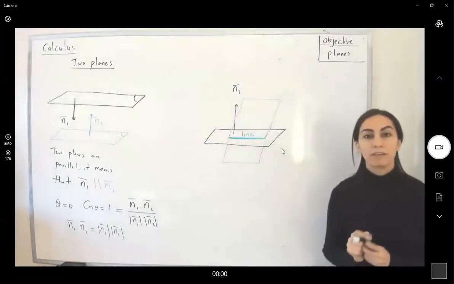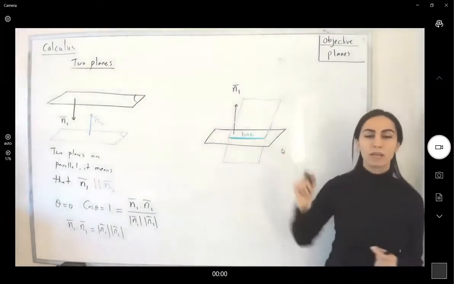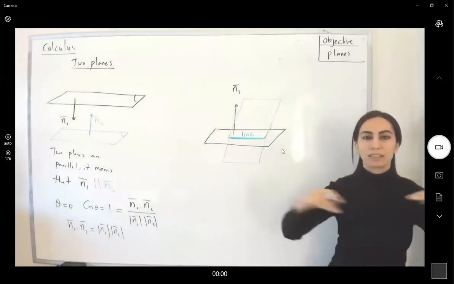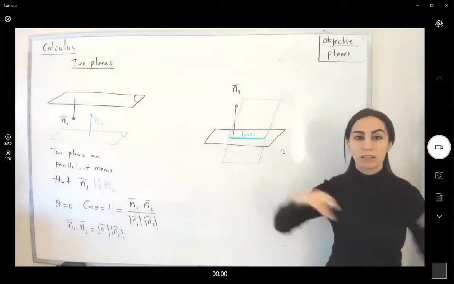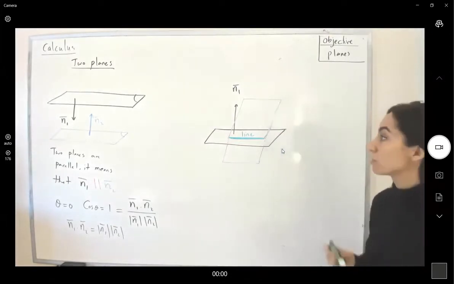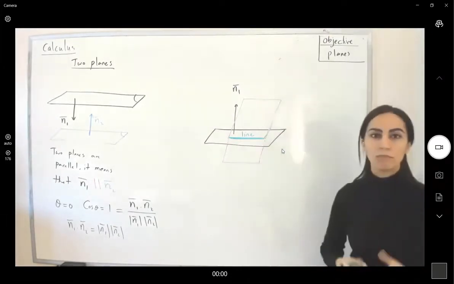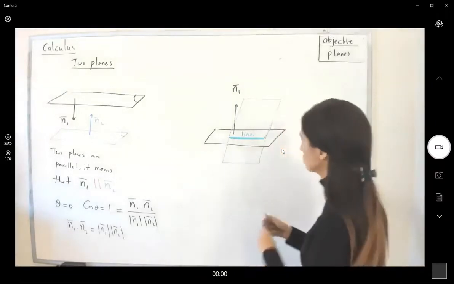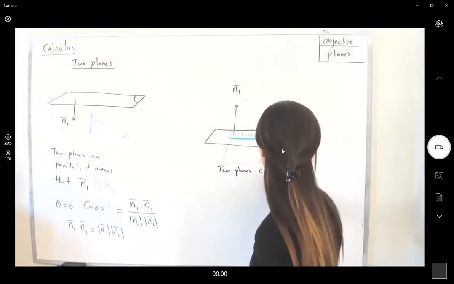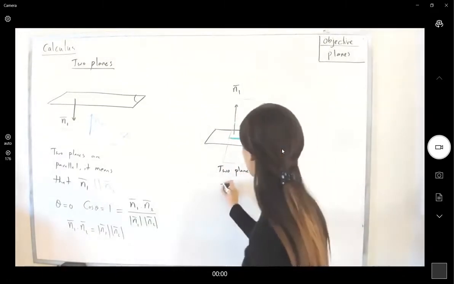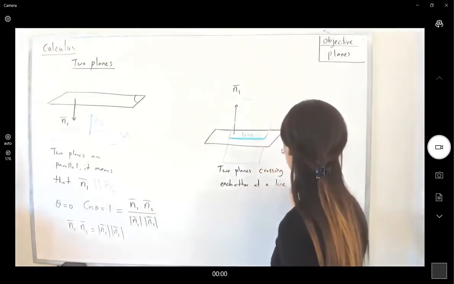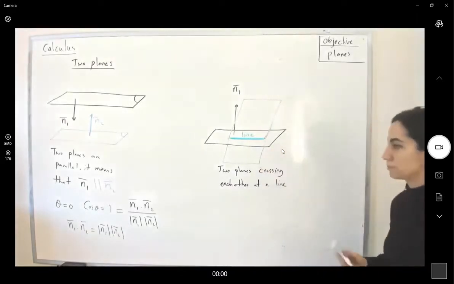So remember that when we had intersection between a line and a plane, the outcome was 1 point. I'm not talking about the case that the line is actually completely on the plane. If it's just crossing at 1. But if you have two planes crossing each other, then the outcome is a line. So two planes crossing each other at a line like this one here.